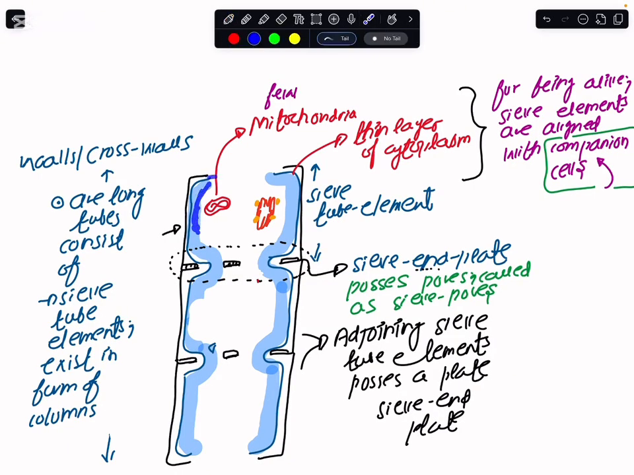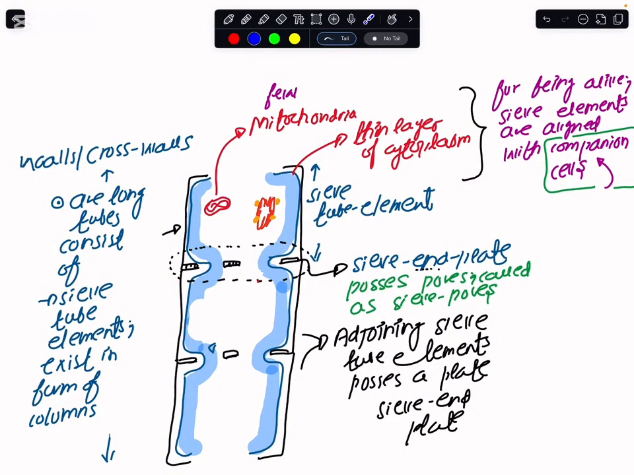Now, another situation is that the cytoplasm of one phloem sieve tube element is connected to the cytoplasm of another sieve tube element, and for that we have got these pores in between the sieve tube elements, and these pores are the sieve pores. The point where one sieve tube element joins with the adjoining sieve tube element, there would be a plate coming up over here, and that plate would be regarded as the sieve end plate. And in this sieve end plate, we have got these sieve pores that would connect the cytoplasm of one sieve tube element to the cytoplasm of another sieve tube element.